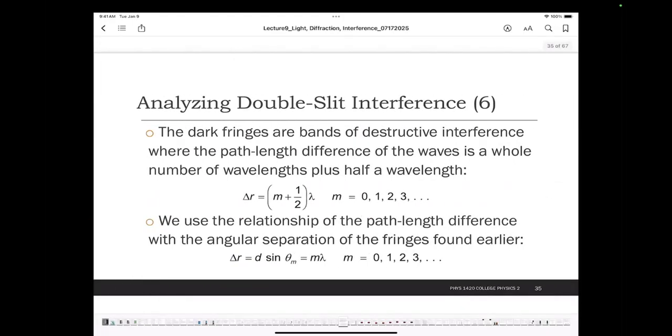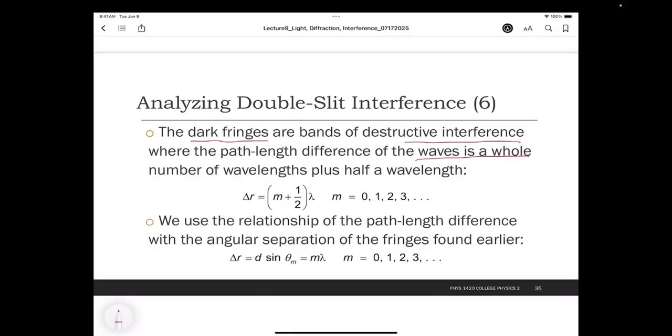Okay. So let's check the dark fringes, which means destructive interference. They are bands of destructive interference where the path length difference is a whole number of wavelengths plus half a wavelength. Actually, this situation is similar to constructive interference. For constructive interference, delta R equals m lambda, but here delta R equals m plus one half lambda. So we use the relationship of the path length difference with the angular separation of the fringes found earlier.